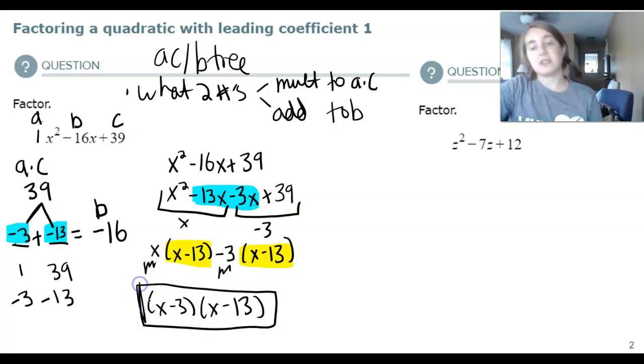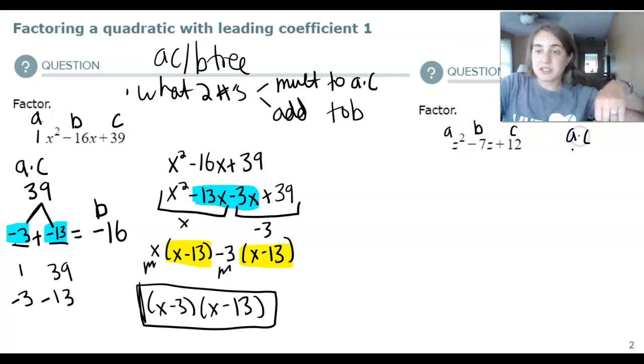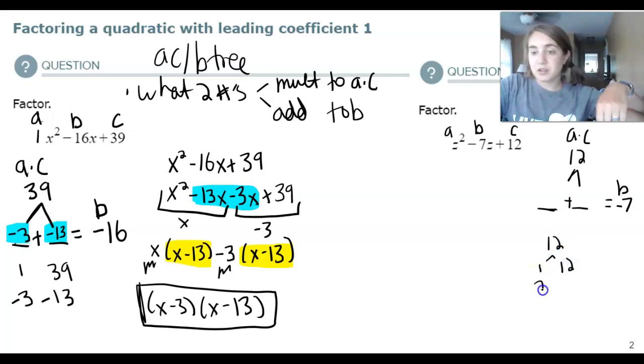So I'll get us started on the second one. The hardest part is finding the two terms that you're going to go ahead and rewrite the middle term with. So here's our A, B, and C. I want to know what two numbers multiply to A times C. So what two numbers multiply to 12, but add to my B of negative 7? So I'm going to have my 12. I have 1, 12, 2, 6, 3, and 4. I can make both of these negative, and then they add to negative 7.